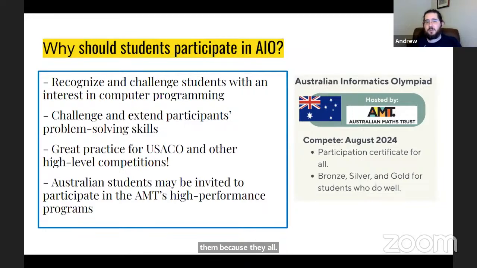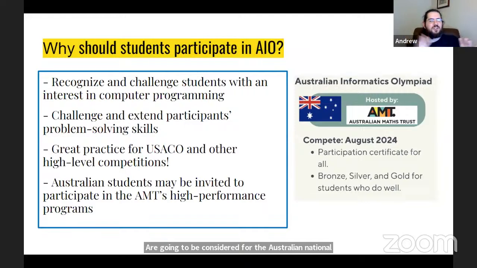Now, if you do happen to be an Australian student, you can even progress to the higher level competitions as well. Again, you don't necessarily need to be aiming for the national team, but there is a series of invitational competitions as well. And for US students, I believe it basically ends at the AIO level, where you're open to do that, but you aren't going to be considered for the Australian national team. And basically all the others have a similar thing.